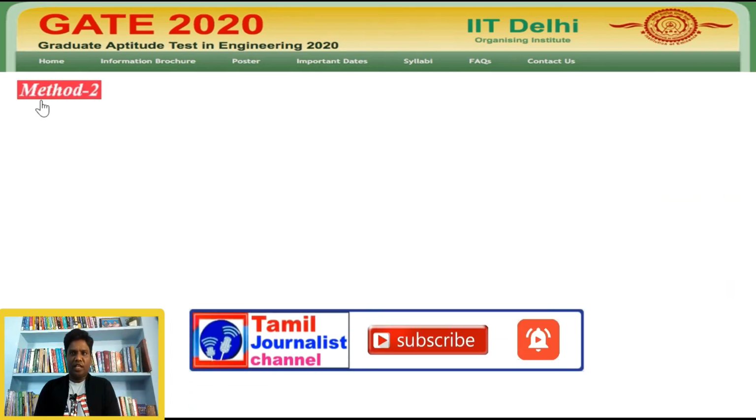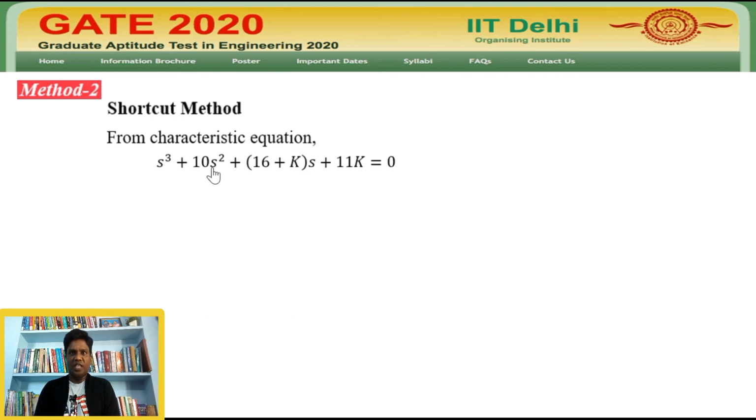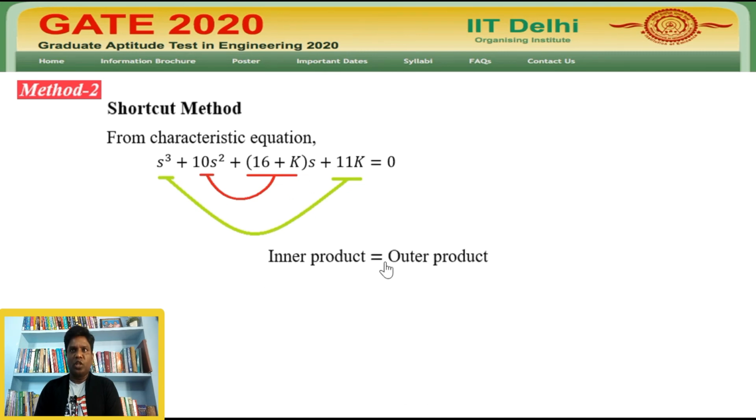Now we will go with method 2, the shortcut method, or equate inner and outer product method, from the characteristic equation in order to find the k value. From the characteristic equation, that equation is s cube plus 10s square plus 16 plus k into s plus 11k equal to 0. In this equation, we have to equate the inner product coefficient to the outer product coefficient in this manner. The equating term we can write as the inner product equal to the outer product.